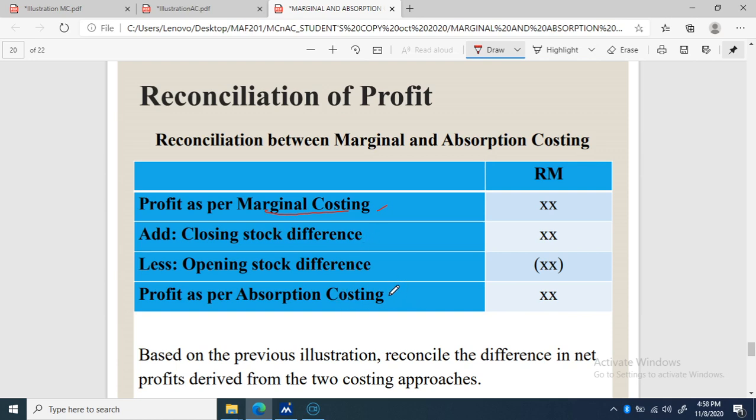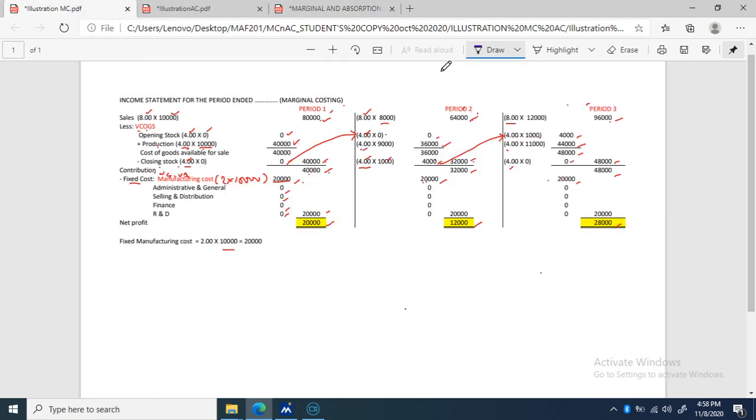Then we get profit for absorption costing. So marginal costing profit plus difference in closing stock minus difference in opening stock, so we get profit for absorption costing. Based on the previous illustration, now we reconcile the two approaches. Okay, now we refer back to the previous illustration. So this is the marginal costing approach.